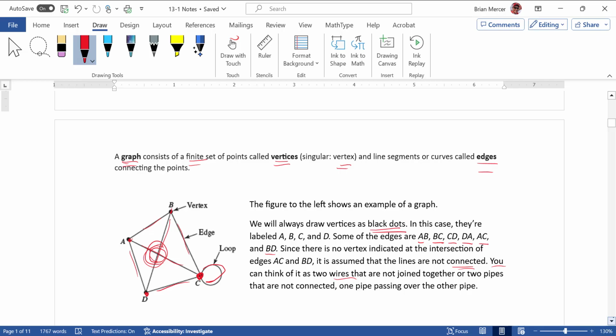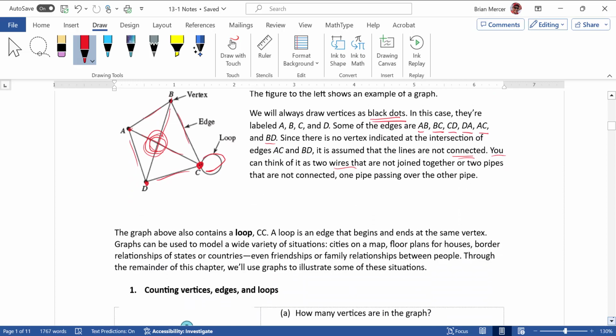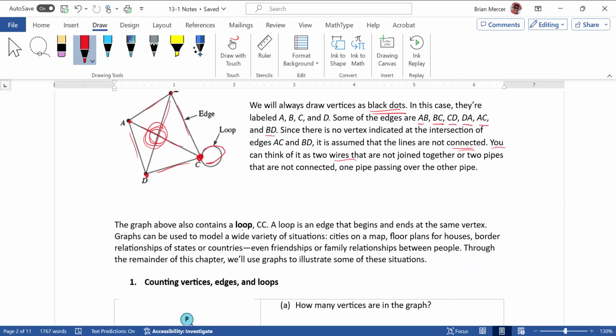So, just to get in some of those definitions. Oh yeah, one other thing. A loop would be called CC because C is connected to itself with that loop. So that's an edge that begins and ends at the same vertex. We're going to use graphs in a wide variety of situations: floor plans, maps, relationships of countries, friendships, family relationships, all kinds of things. There will be some neat applications of these graph theory problems.